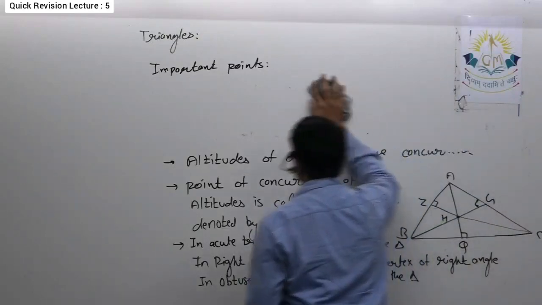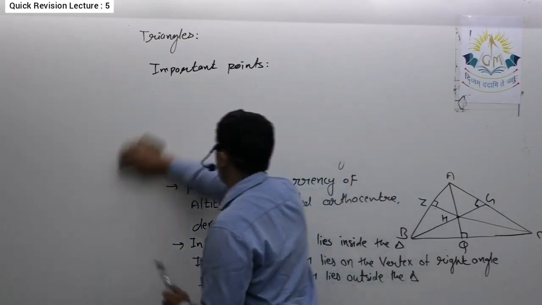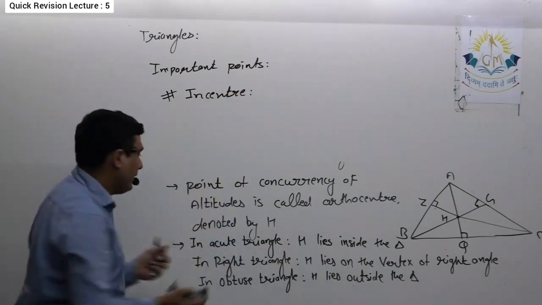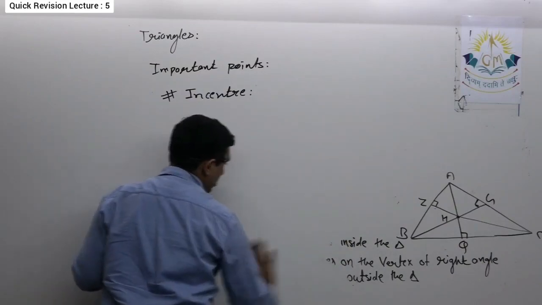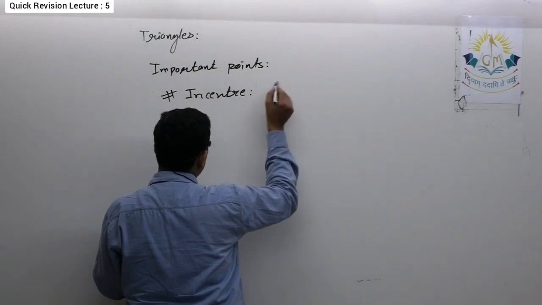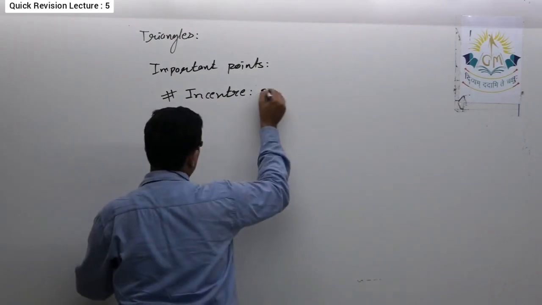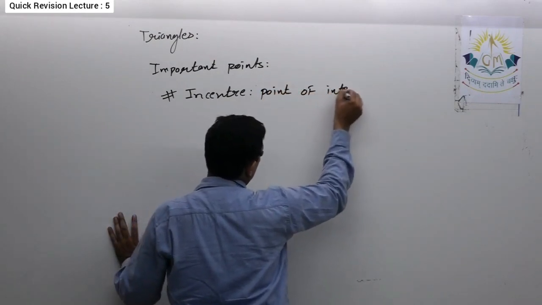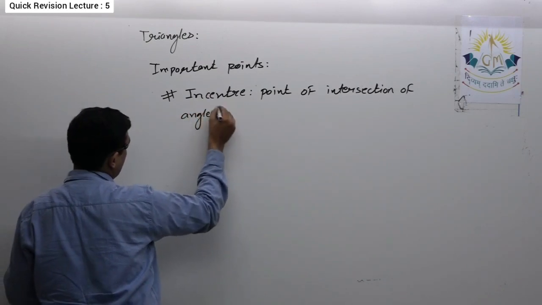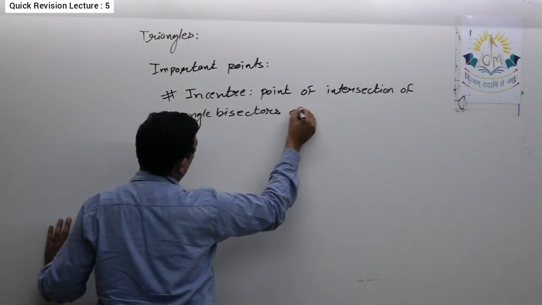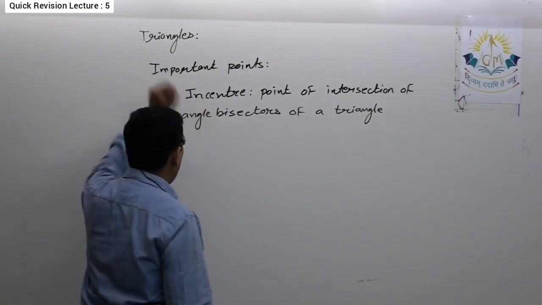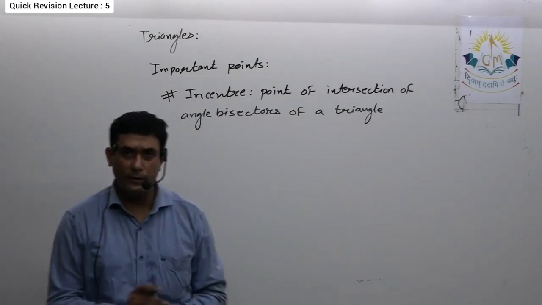Now next are the incenter and the circumcenter. First, the incenter. The incenter is the point of intersection of the angle bisectors of a triangle, or the point of concurrency of the angle bisectors of a triangle.